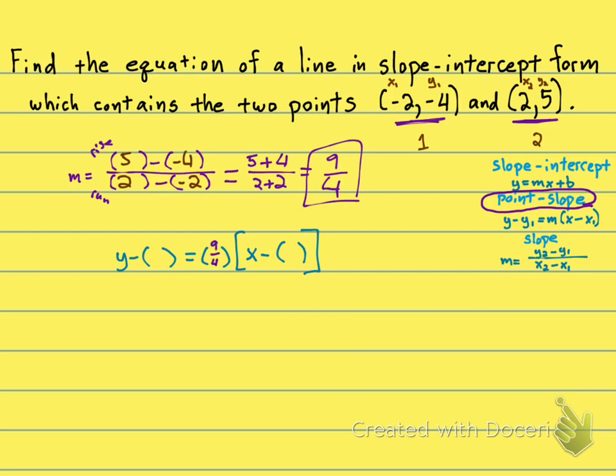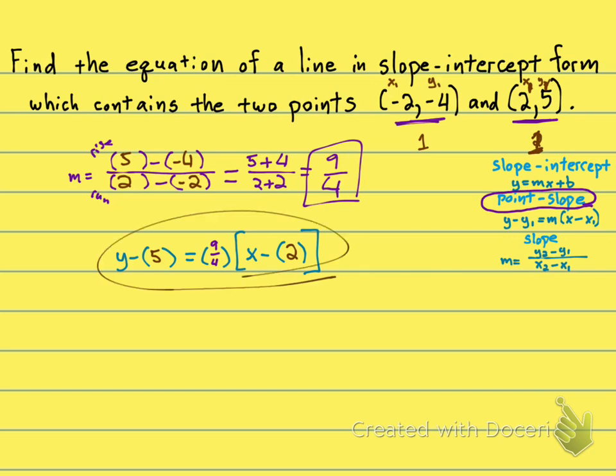And in this case, I could use either point. It would be smarter if I used the positives instead of the negatives. So I'm just going to go ahead and do that, because I could have called this point 1 anyway. This could have been point 1. This could have been x1 and y1. So y minus y1, we'll say y minus the y value is 5. X minus the x value is positive 2.